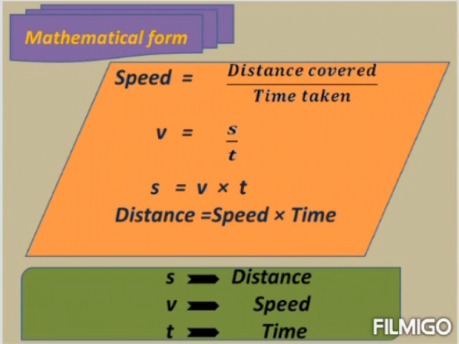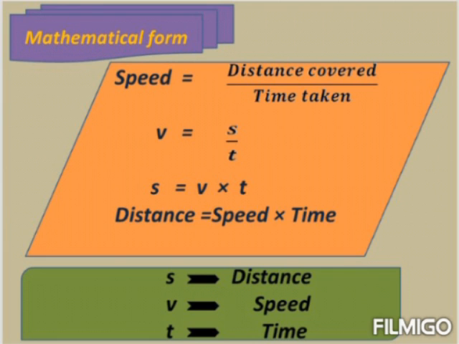Okay students, here is the mathematical expression or formula of speed. Speed is equal to distance covered divided by time taken. The symbol of speed is small v, equal to distance covered, whose symbol is s, divided by time, whose symbol is small t.